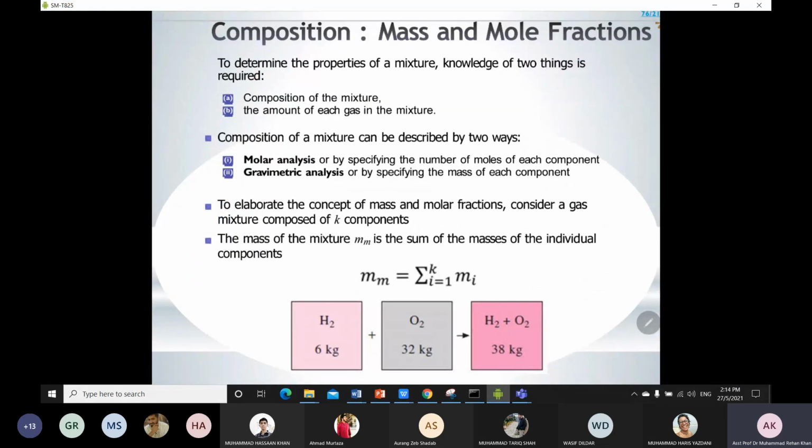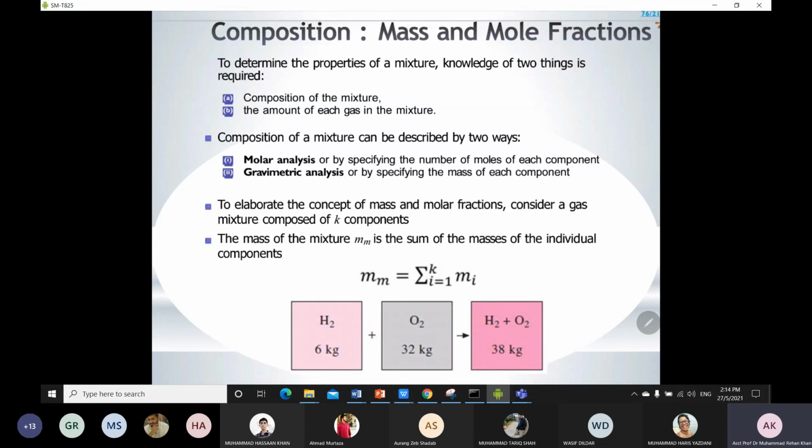Okay, so from your chemistry knowledge, you already know that there are two terms used while analyzing chemical processes: one is the mass fraction and one is the mole fraction. A mole is basically a unit to represent the number of atoms or molecules of a specific substance. So that is the unit for analyzing chemical compositions, which we usually use in chemistry.